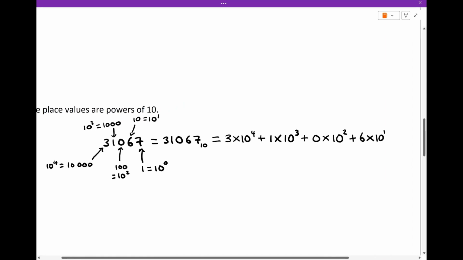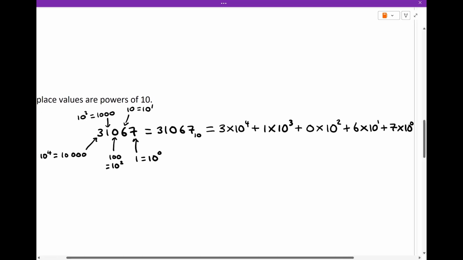And then finally, our 7 represents 7 1s. Now, I could technically write just plus 7 on the end. However, just to continue the pattern, I'm going to write plus, and it's going to be 7 multiplied by 10 to the power of 0. Okay, and that would be the question answered.